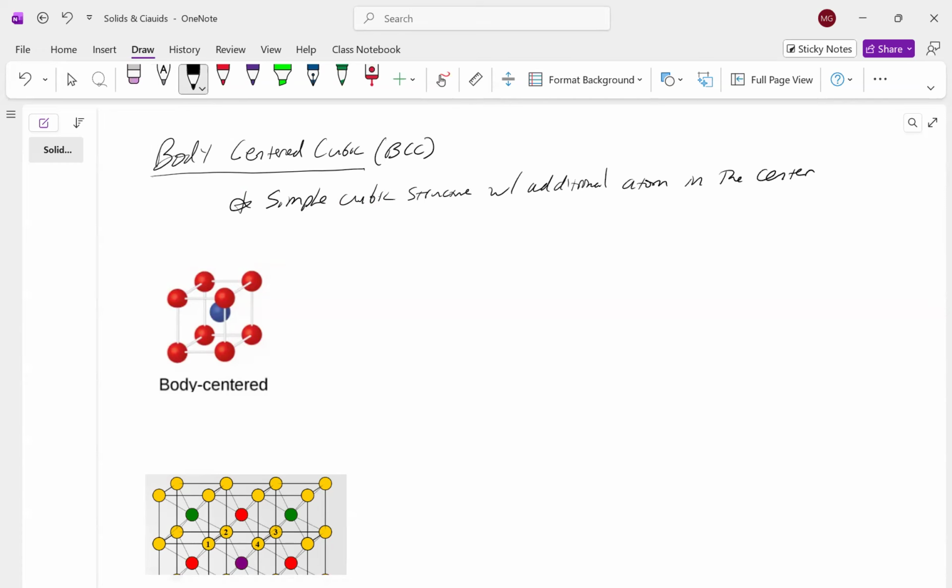So let's get some practice drawing that. Let's draw our cube, and we're going to put an atom at each corner, like for a simple cube. And then we're going to put an atom right in the middle. So imagine an atom there, kind of floating right in the middle. And that's a body-centered cubic, or BCC.